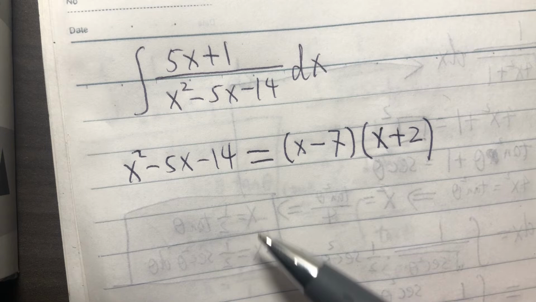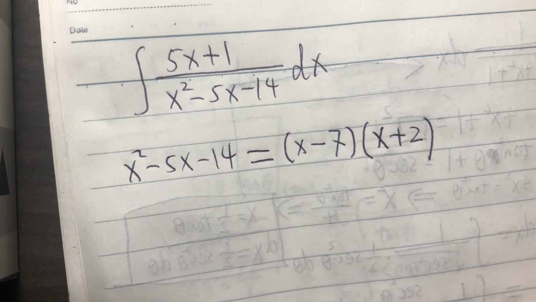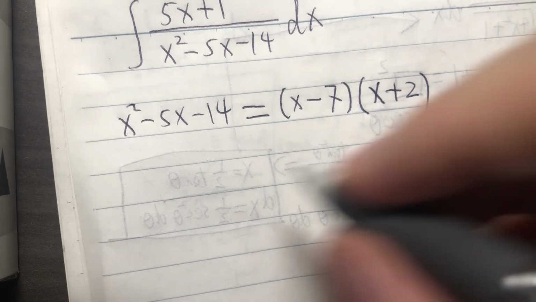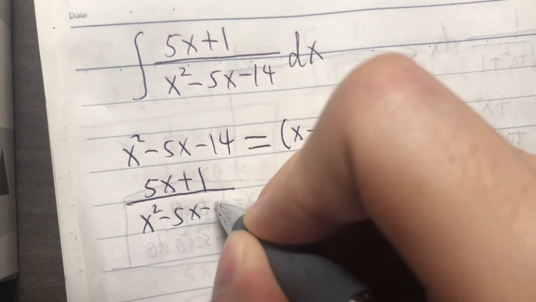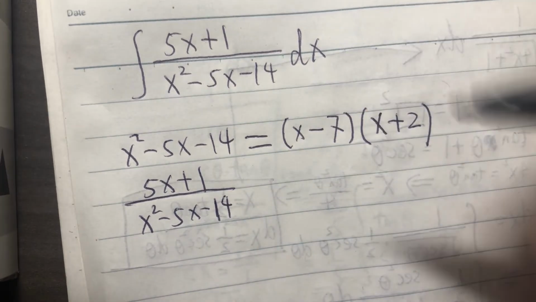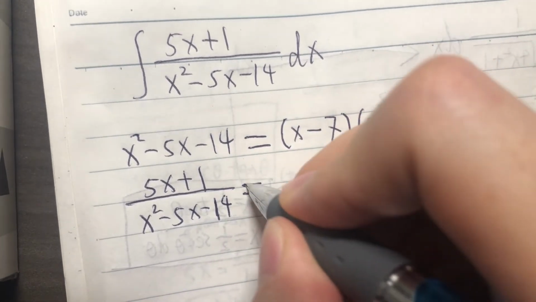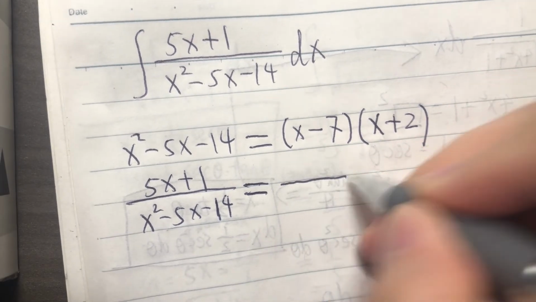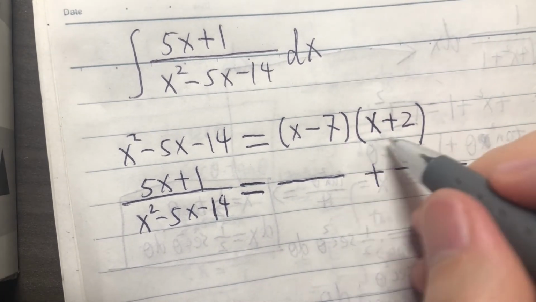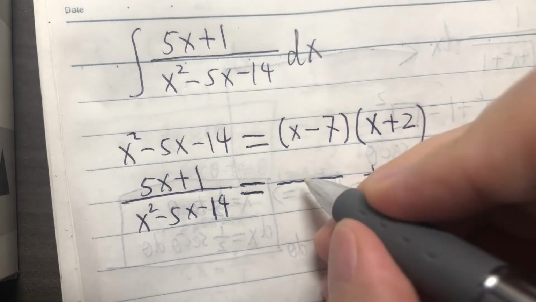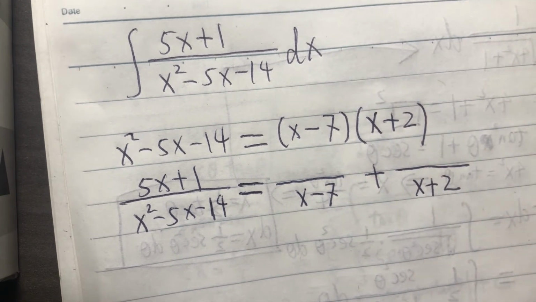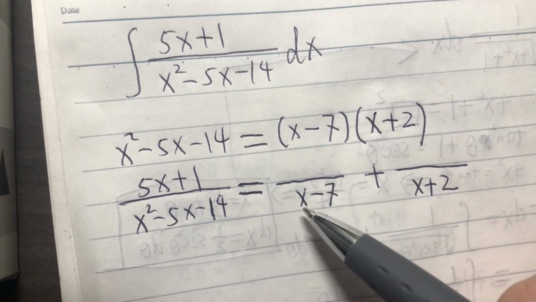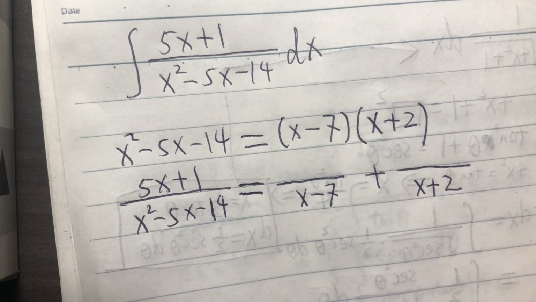Right, that's the first thing, to factor the denominator. The second thing is, our goal is to rewrite this function into the sum of some simpler functions. What are these simpler functions? We are going to use this factorization. The denominator has these factors. Something over x minus 7 plus something over x plus 2.